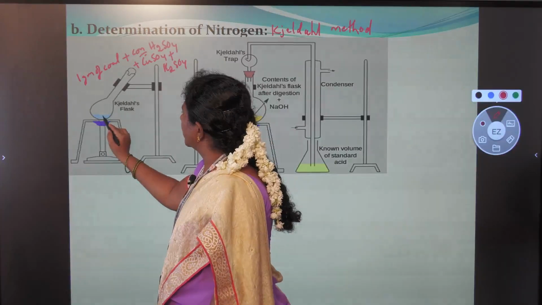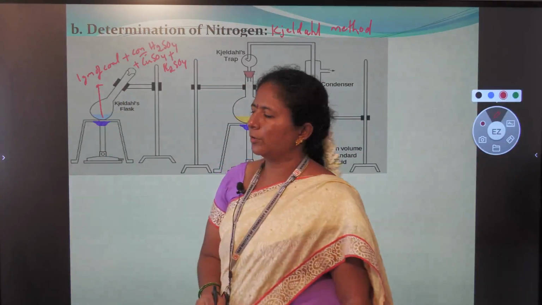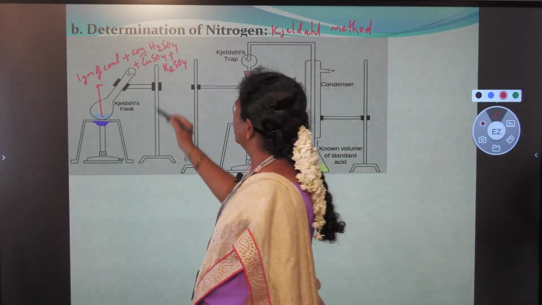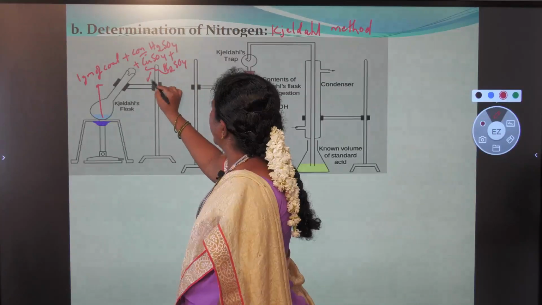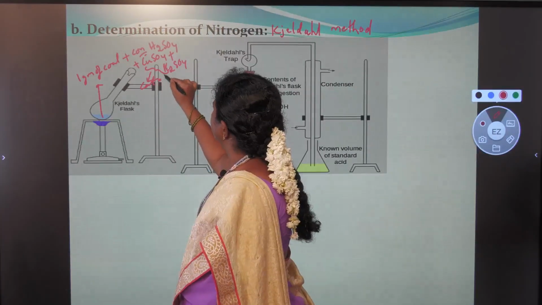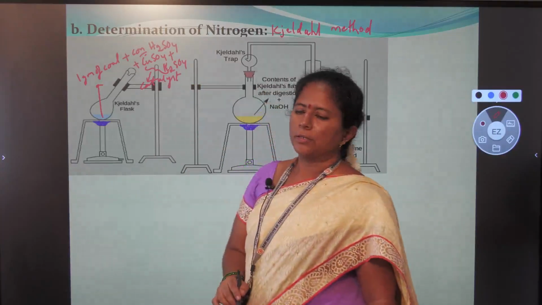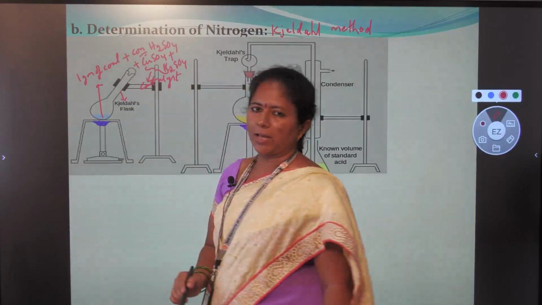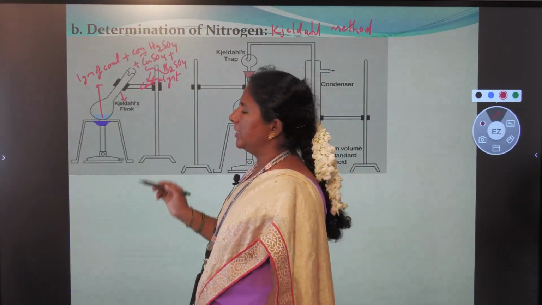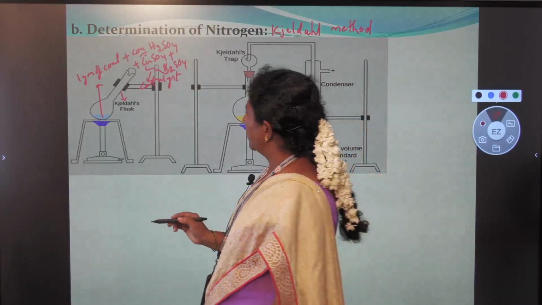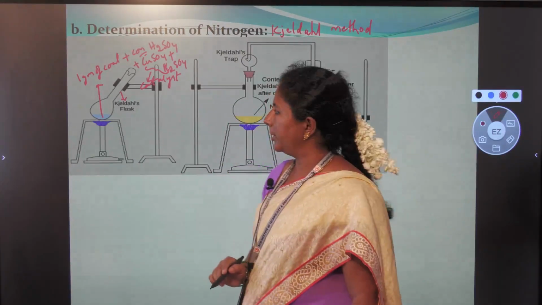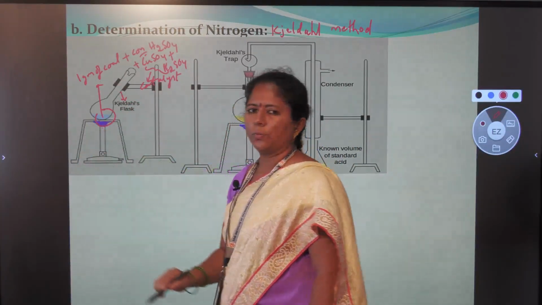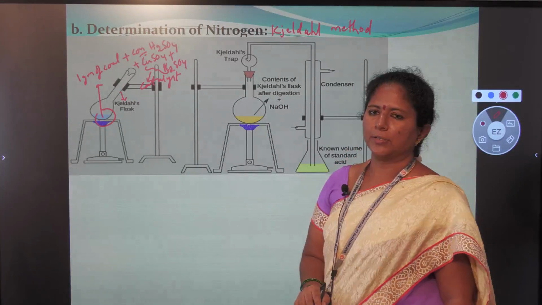So here we are taking this mixture. This is nothing but 1 gram of coal sample, concentrated H2SO4, copper sulfate and K2SO4. This copper sulfate and K2SO4 will act as catalyst. This will be heated in a long necked flask called Kjeldahl flask. After heating like this, the solution becomes clear. The formation of clear solution indicates that the nitrogen present in this fuel has converted to ammonium sulfate.